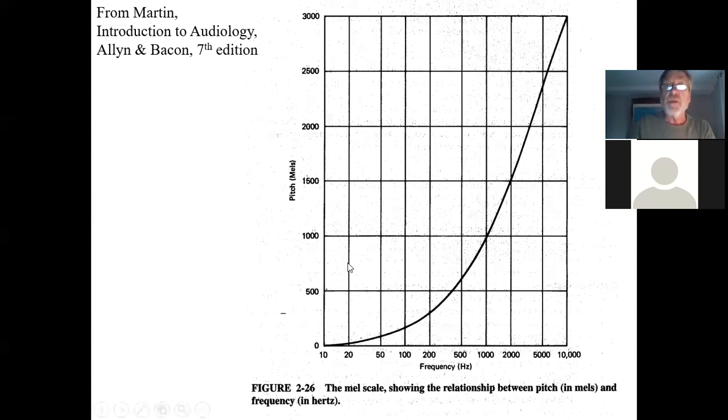Okay, here goes. And so 1000 hertz is 1000 mels. A sound that's judged to be twice as high in pitch, not frequency, pitch, is 2000 mels. Well, let's follow what this is. If that's 2000 mels, follow it. Now, what's the frequency?